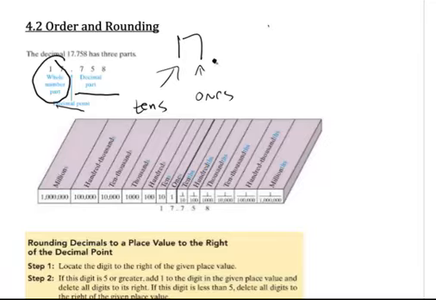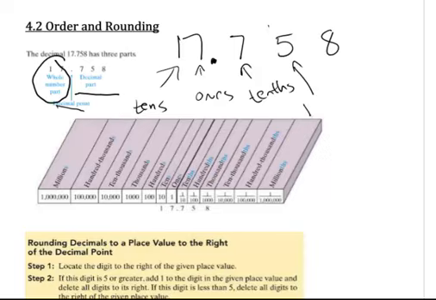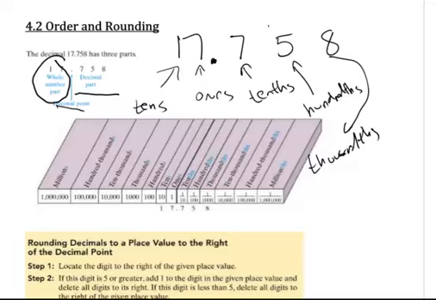Now, since we do have some numbers to the right of the decimal place, I want to explain what these positions are here. This one is what we call the tenths. This one is what we call the hundredths. And the 8 is what we would call the thousandths. And if we had more numbers, we would continue with that idea.